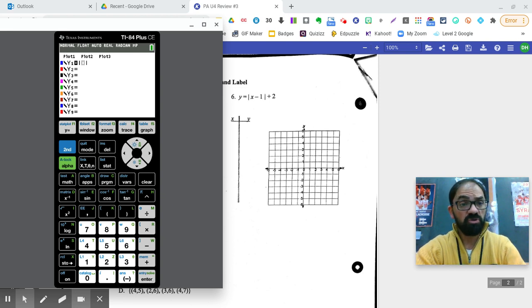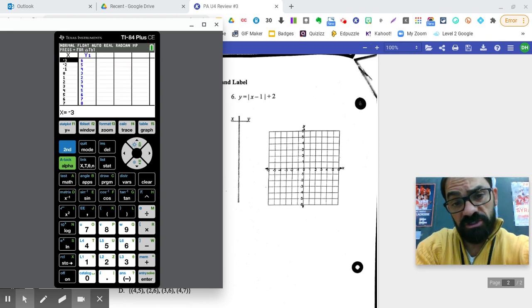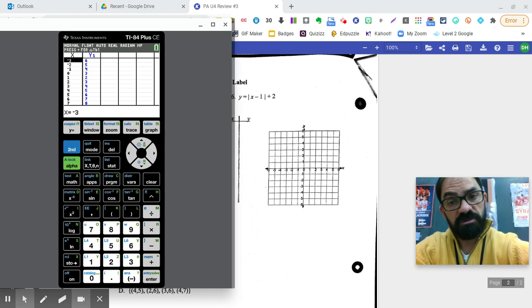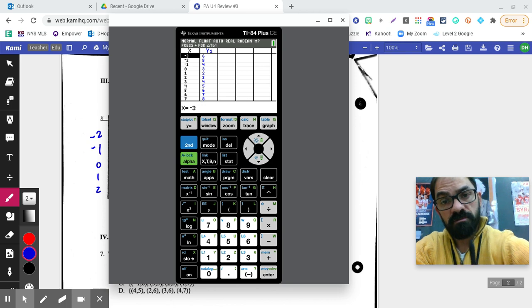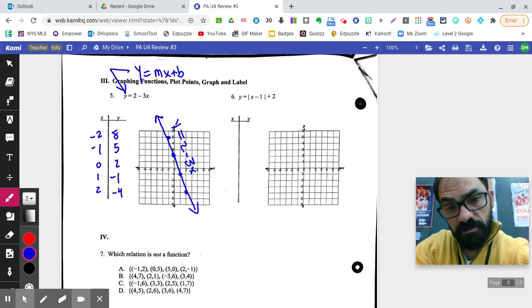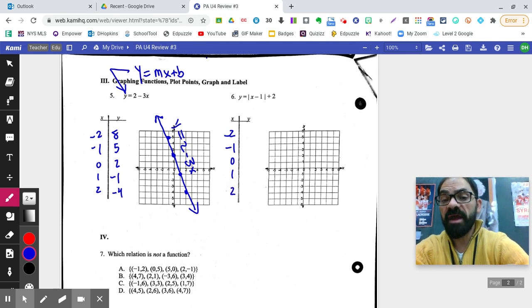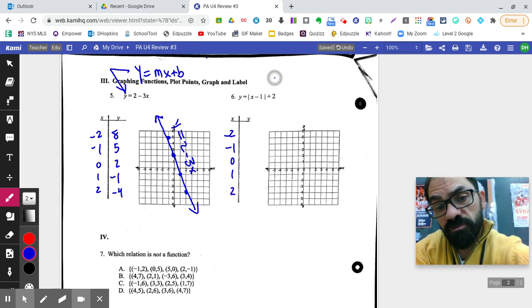Once I hit enter, my 2 bars appear. So we have x minus 1 inside the brackets. Arrow outside of it, so I can add the plus 2. Now go back into my table. Again, let's try, oops, excuse me. Let me move this a second. Negative 2 to 2. And we also know that absolute value graphs should make a V.